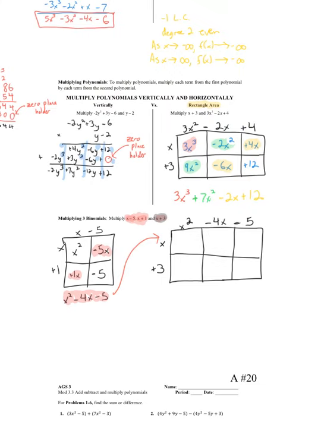So for the second part, x times x is going to be x cubed. X times negative 4 is negative 4x squared. X times negative 5 is negative 5x. 3 times x squared is 3x squared. 3 times negative 4x, I should say, is negative 12x. And 3 times negative 5 is negative 15.